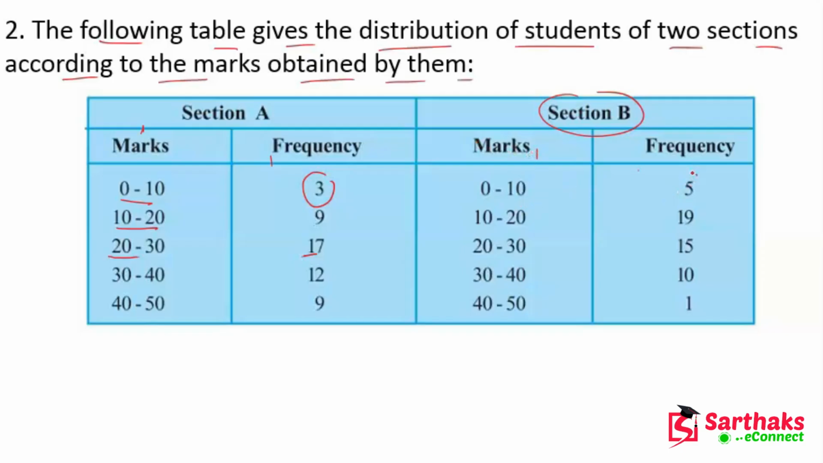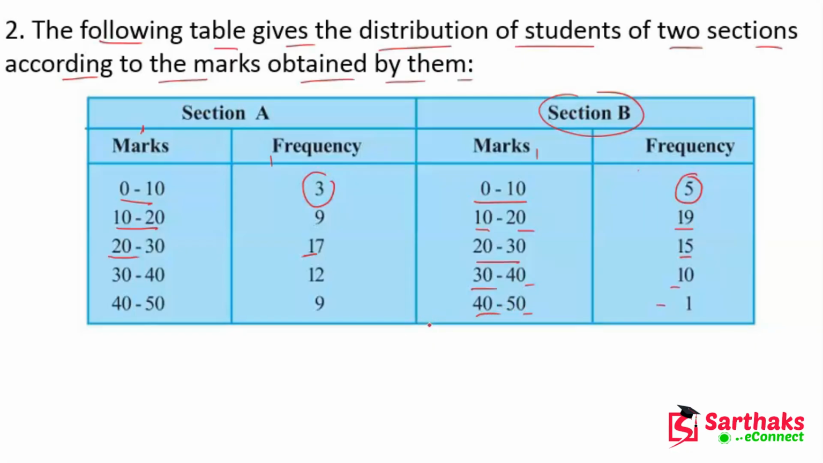Similarly, in section B, we have the marks and frequency. It means there are 5 students having marks between 0 to 10, 19 students having marks 10 to 20, 15 students having marks 20 to 30, 10 students having marks 30 to 40, and 1 student having marks 40 to 50.